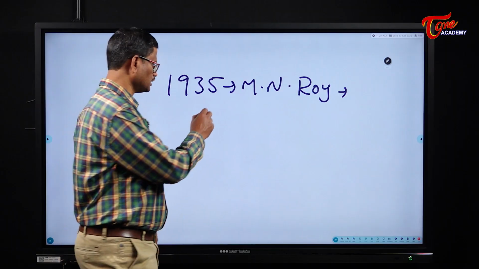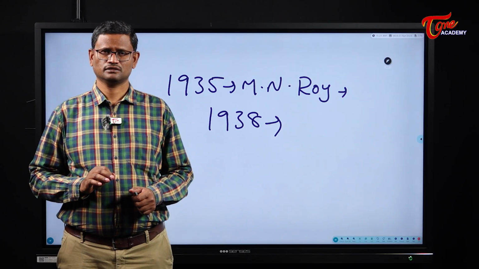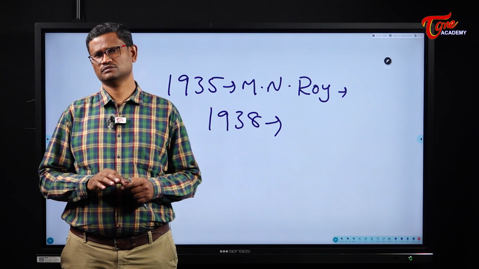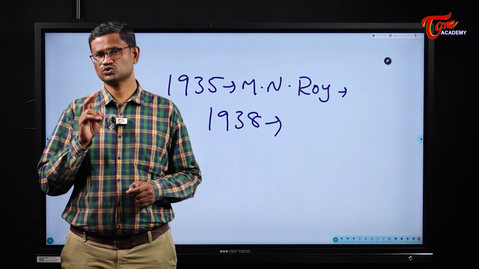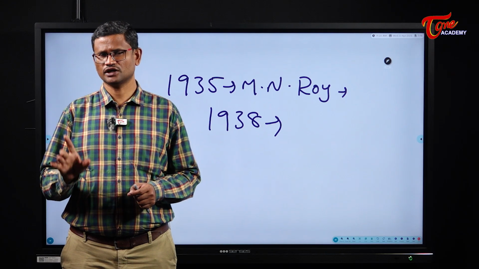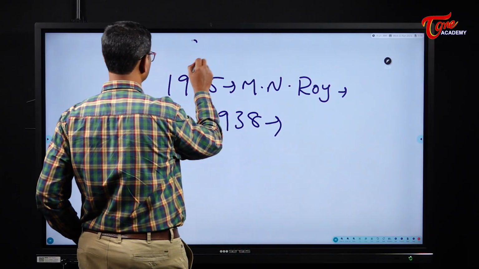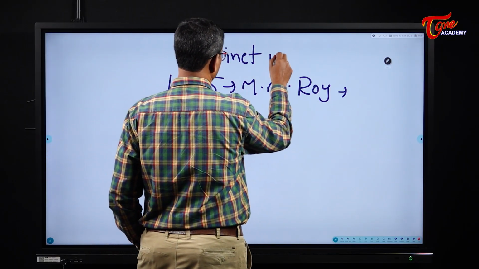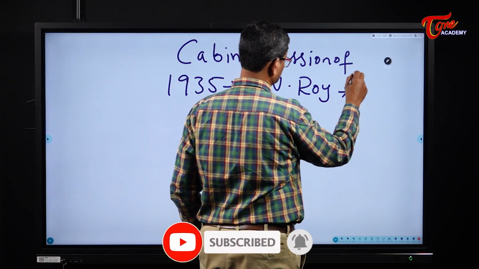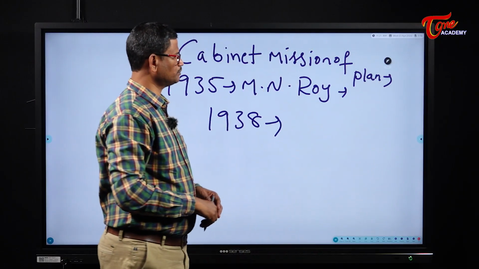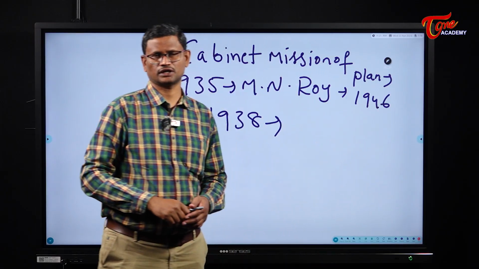Then later in 1938, Pandit Jawaharlal Nehru demanded the establishment of a Constituent Assembly to enact a constitution for independent India, chosen through universal adult franchise. And then finally, under the Cabinet Mission Plan of 1946, the Constituent Assembly was created.